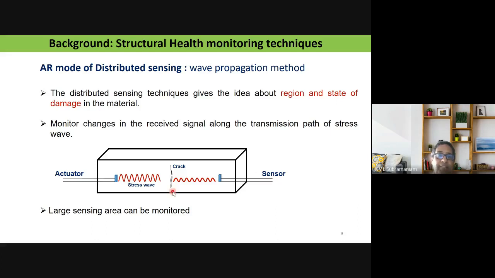So what I have now is a pair of PZTs, one which is an actuator, which I'm hitting with an electric voltage to generate a stress wave, and another which is a receiver, which sits and passively listens to the stress wave.